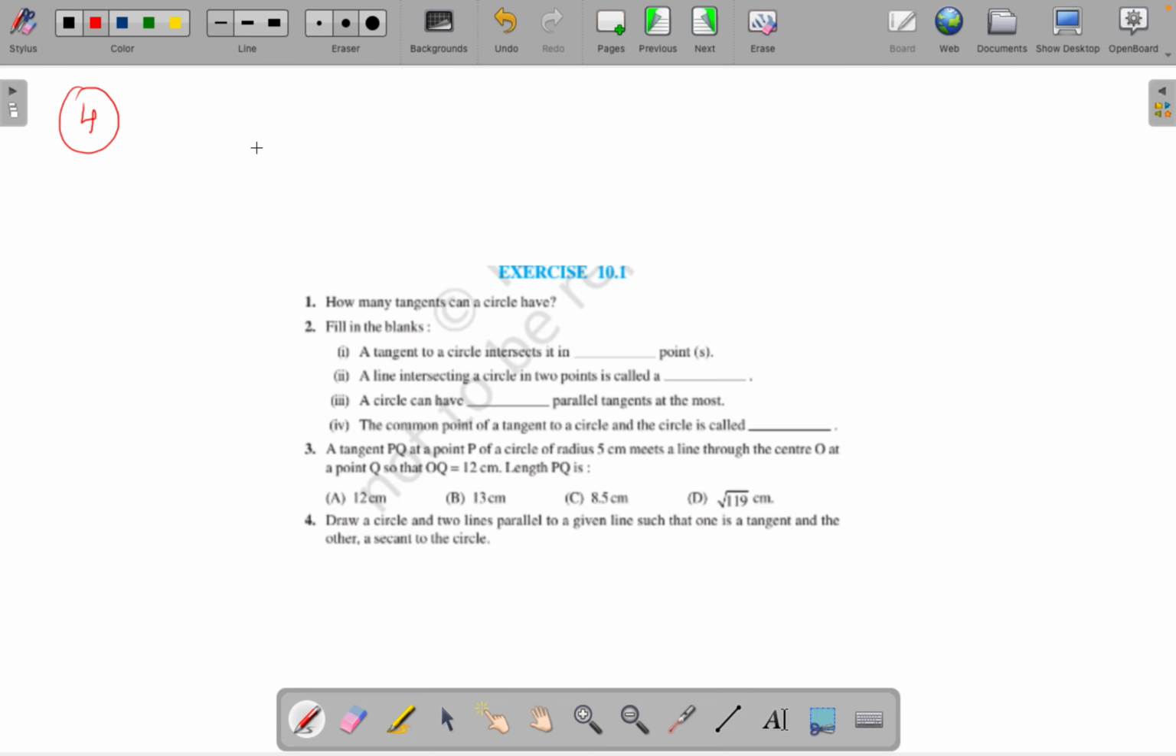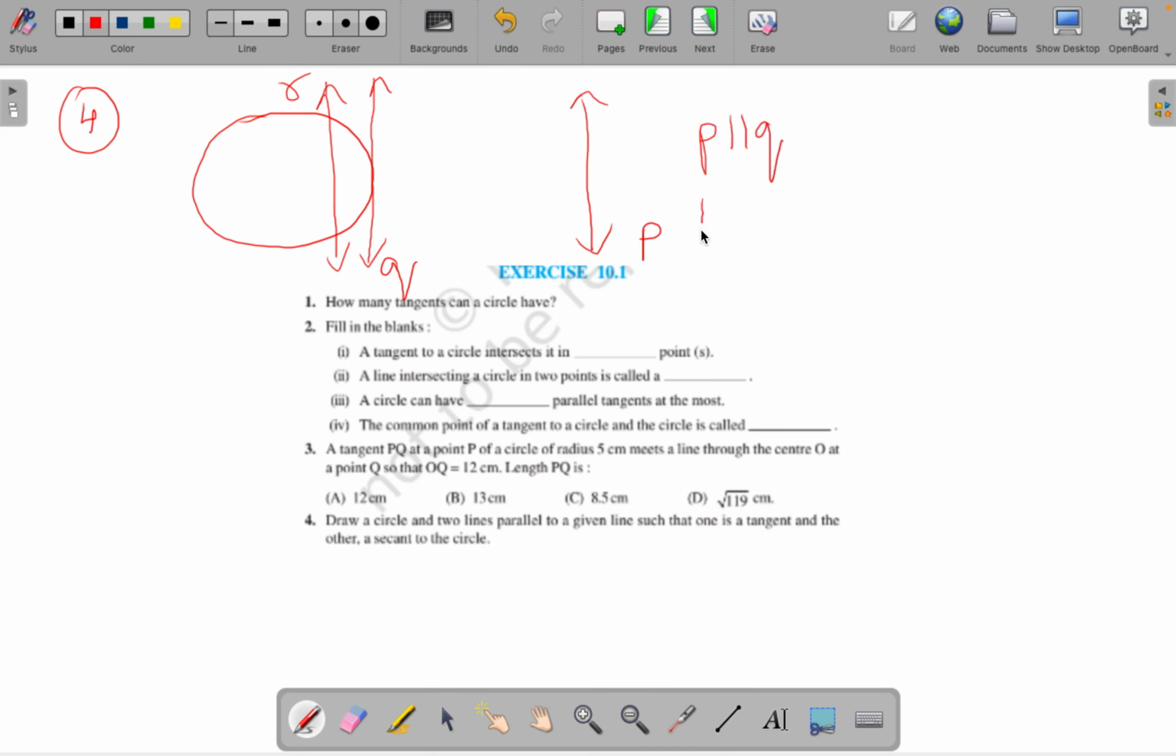Again, draw a circle, draw two lines parallel to a given line. Okay, draw any given line. Suppose this line is P, such that one is a tangent. तो एक parallel line tangent है, so इसको मैंने Q ले लिया, and the other is a secant, तो इसको आपने R ले लिया. तो P is parallel to Q and P is also parallel to R.